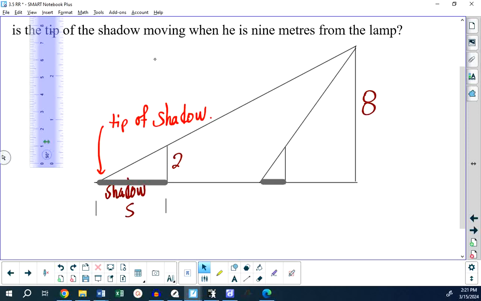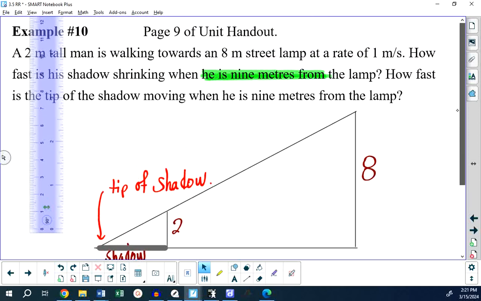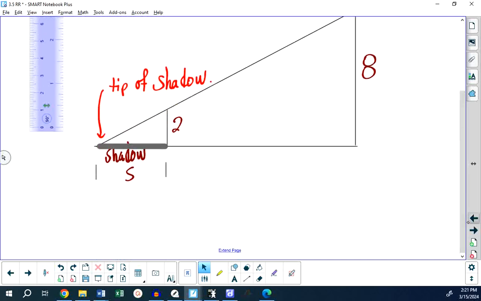So if I asked you, why is the tip of the shadow moving? I suppose you could say that the tip of the shadow is moving because the shadow is, let's get this straight, is he walking towards or away? Towards. So the shadow is shrinking, right? So you could argue that the tip of the shadow is moving because the shadow is getting shorter, right? But if you look at my fingertips here, this is the length of the shadow right now. This is not how the length of the shadow is getting shorter.